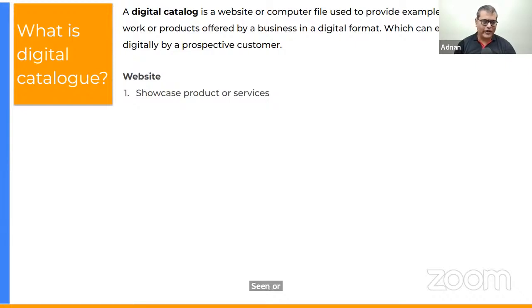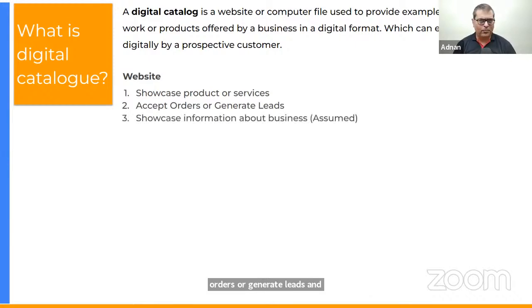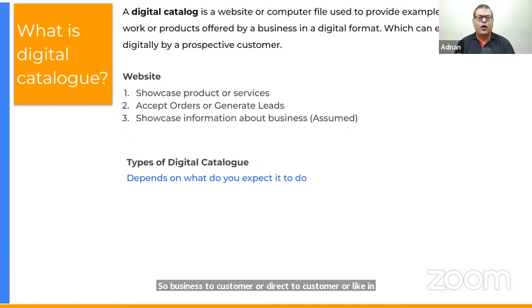All right, so a website, which I've already explained, showcases products or services, accepts orders or generates leads, and showcases information about your business, right? So these are the capabilities that a digital catalog has. So any website that has these capabilities can be termed or called a digital catalog. What are the types of digital catalogs? So it depends on what you are trying to do with your digital catalog. A lot of times when we are talking about websites or digital commerce or e-commerce, a lot of people perceive it as predominantly B2C or D2C, so business to customer or direct to customer. In simple words, you're selling in smaller quantities to retail customers, like 1 piece or 2 pieces at a time, that kind of business. That's what people perceive when we are talking about digital commerce.